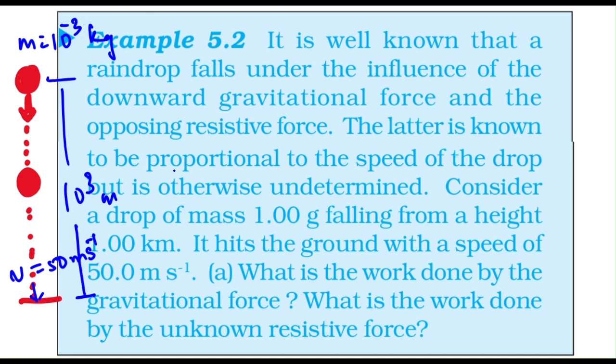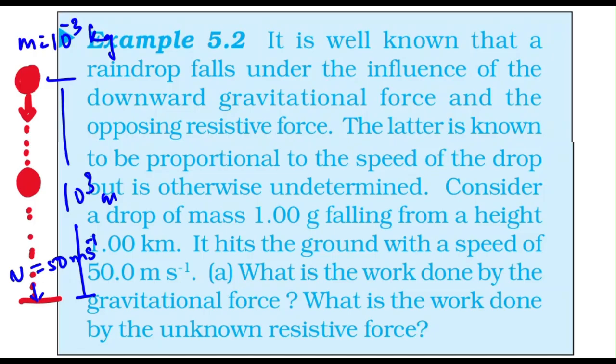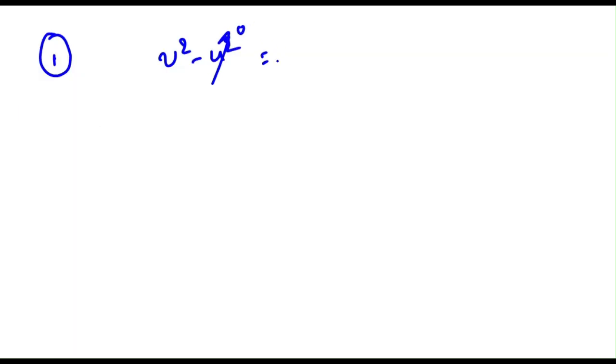Okay, let's take the first case where we are not considering the resistive force. We are considering only gravitational force. For that, we know one thing: v square minus u square, where u square is the initial velocity square, and if it starts from here, u equals 0 meter per second, of course. So that is 0 equals 2gh, so v square equals 2gh, and we take g as 10 for simplicity, and h is 10 to the power 3.